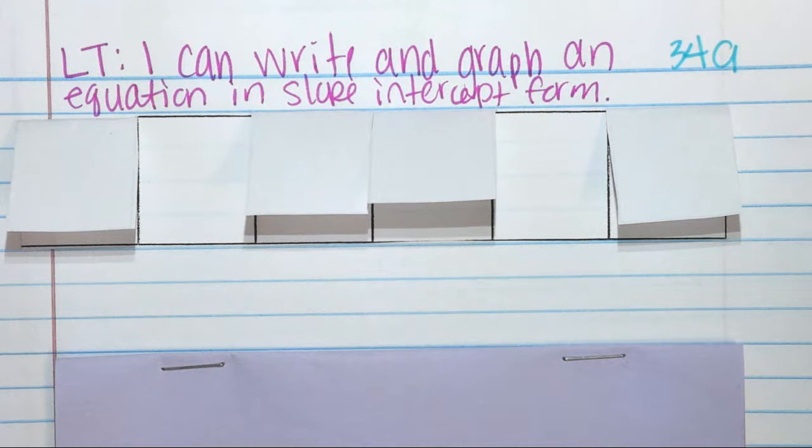Our goal is to be able to write and graph an equation in slope-intercept form. What we're going to do first on our top flappy is write what slope-intercept form is and what the parts mean. On our colorful thing, we're going to learn how to write it. Does everybody understand?